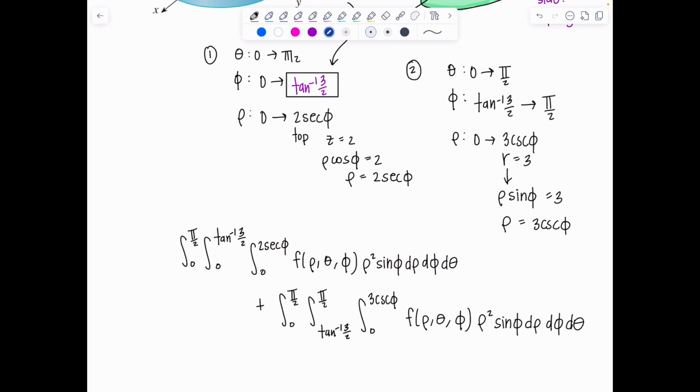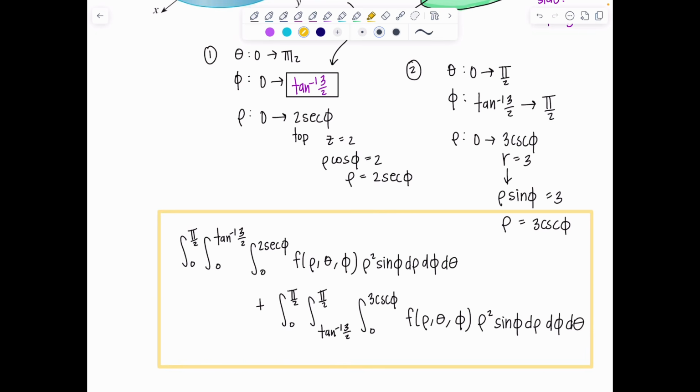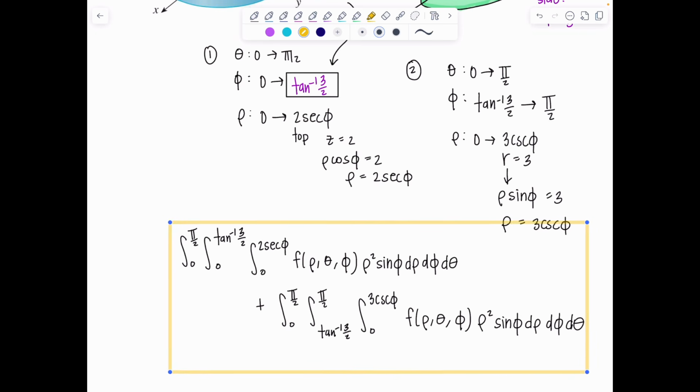If they just put f, that's fine, but they needed to have the correct dV for spherical to get the points for the extra credit. I do all or nothing for extra credit, so no partial. Okay, that concludes the exam.